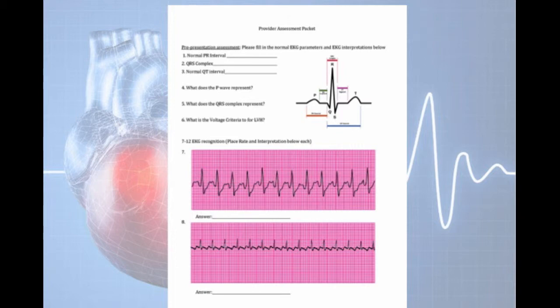The standard sawtooth is shown there. What is the rate? It's around 150, so automatically we'll know that's a 2-to-1 conduction. If you had a 1-to-1 conduction on a flutter, you'd be running around 300.